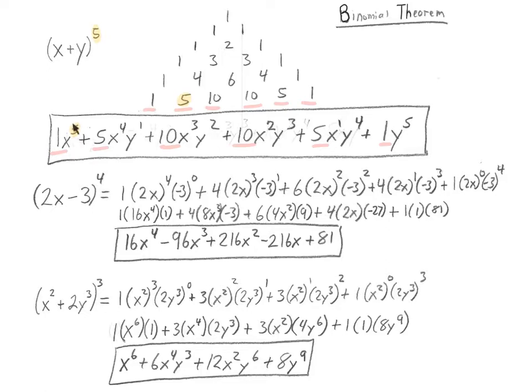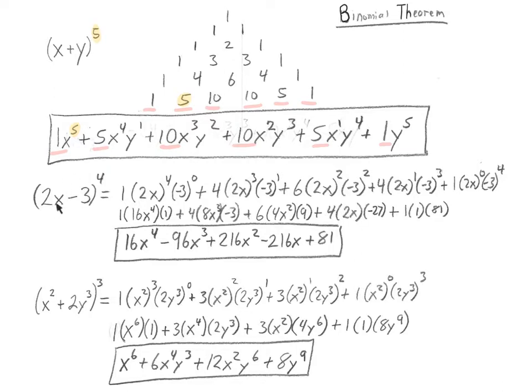Do you also notice that this is a 5? Is 4 plus 1 5? Is 3 plus 2 5? Is 2 plus 3 5? Do you see how the powers always add up to 5? Again, the first term starts with the 5. The last term ends with the 5, and they kind of cross each other. And we use these numbers from Pascal's triangle to be the front of it.